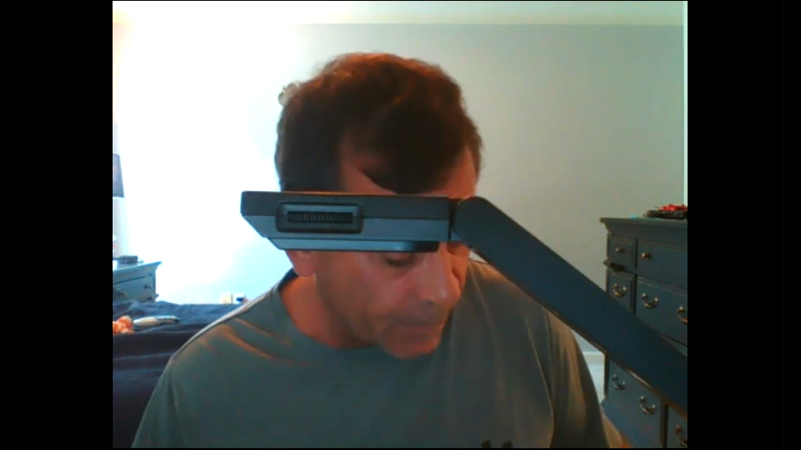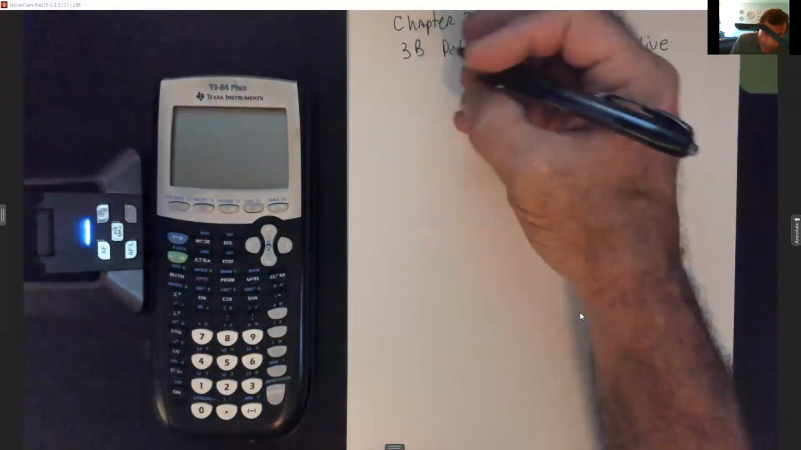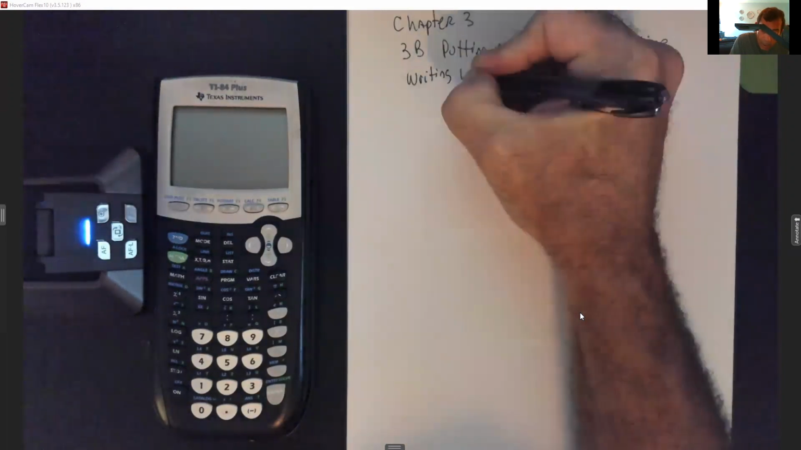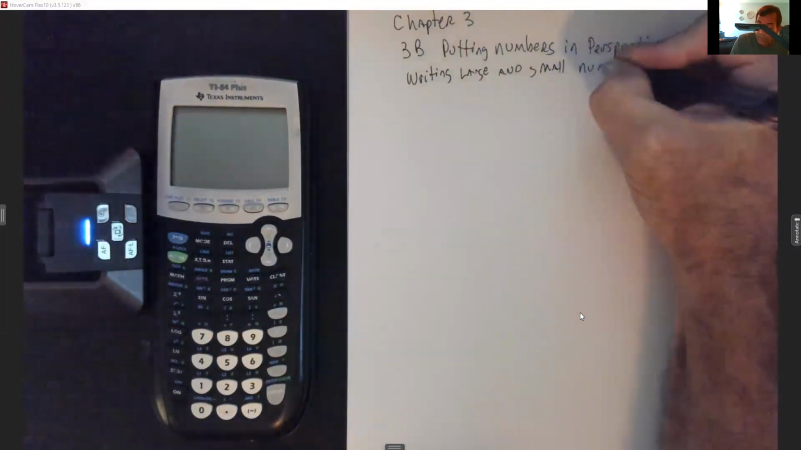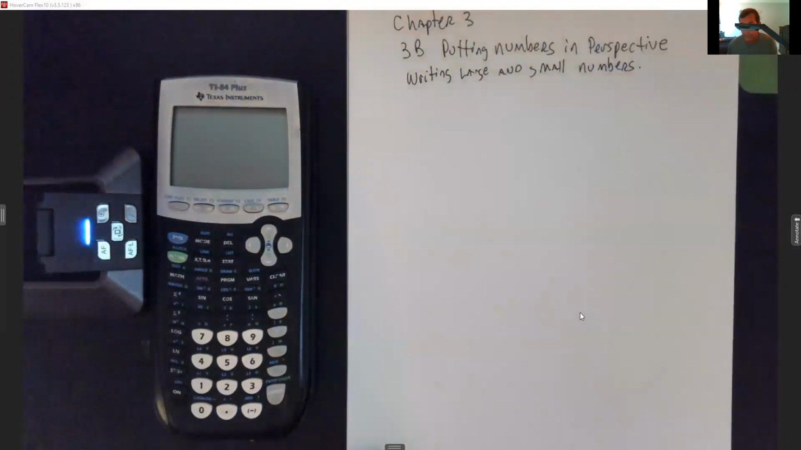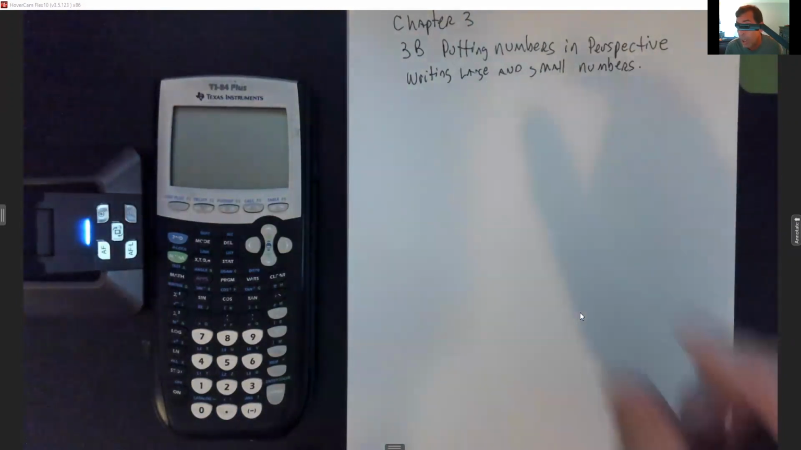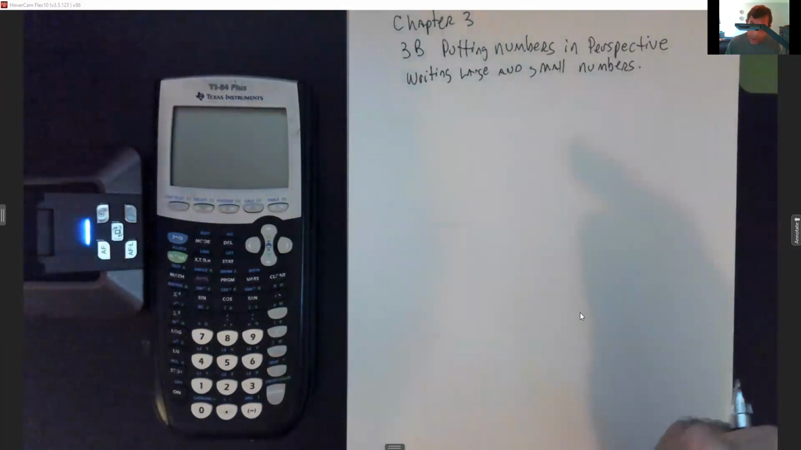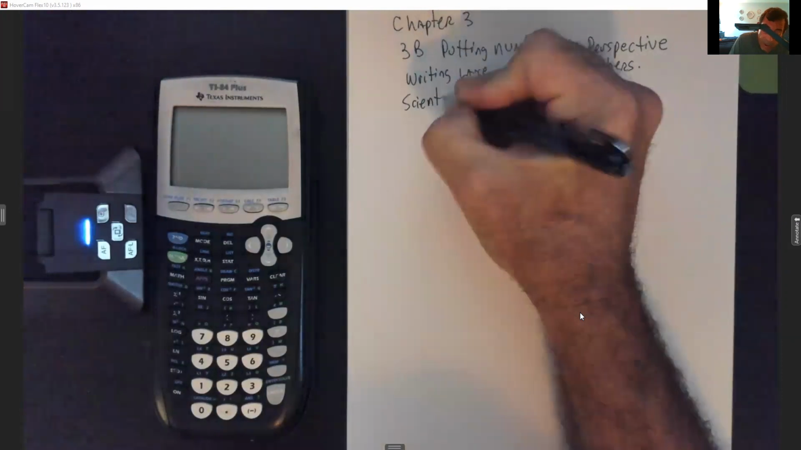So it's dealing with how we can write large and small numbers. So tonight's topic will be writing large and small numbers. Now I'm talking really large, like the mass of the earth, of how much it weighs, or really small numbers, like how much does an electron weigh? That's very, very small. So to write large and small numbers, we use what we call scientific notation.